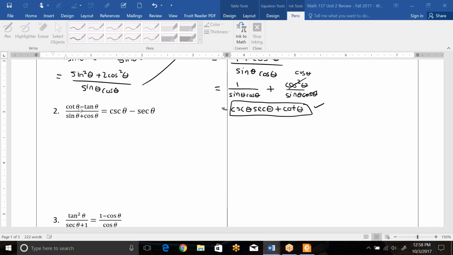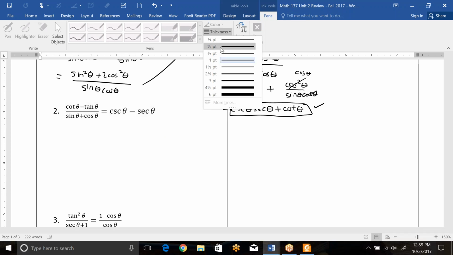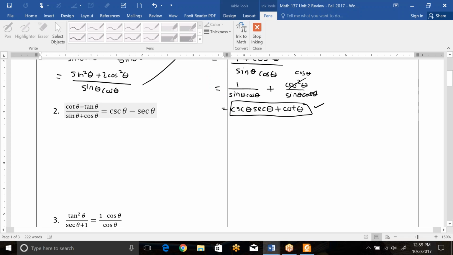Okay, for number 2, we have some things on the side that do not have our typical sine and cosine. I don't see anything squared, so I don't really see a reason to try to do a Pythagorean identity right away. I'm going to start off by making the cotangent and tangent both in terms of sine and cosine. So this first one would be cosine theta over sine theta minus sine theta over cosine theta all over sine theta plus cosine theta.